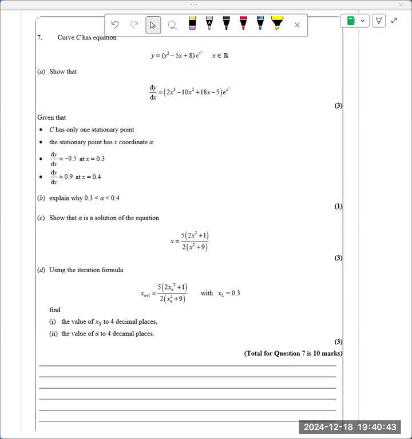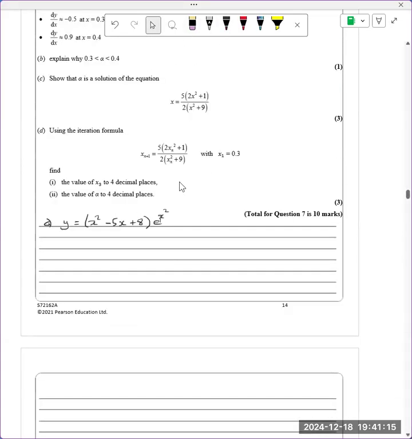The first part is to do the differentiation. So we have our function, which is y equals, in brackets, x squared minus 5x plus 8, e to the x squared. Notice it's x squared, not just x. Always good practice to write out the equation rather than just doing it from the question, because there's a big gap there and you might copy something wrong.